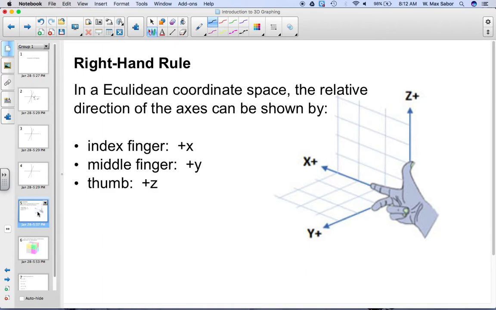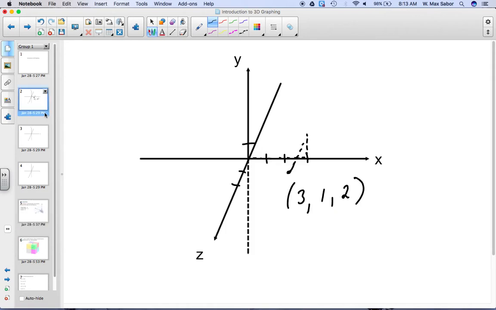So physically take your hand, make sure that it's your right hand. If you're forgetting which hand is your right hand, I can't help you there. The pointer finger should be pointing in the x direction, middle finger in the y direction, thumb in the z direction. Go back to these and see, okay, now your pointer finger would be pointing to the right, so your middle finger would be up and your thumb would be out of the page.